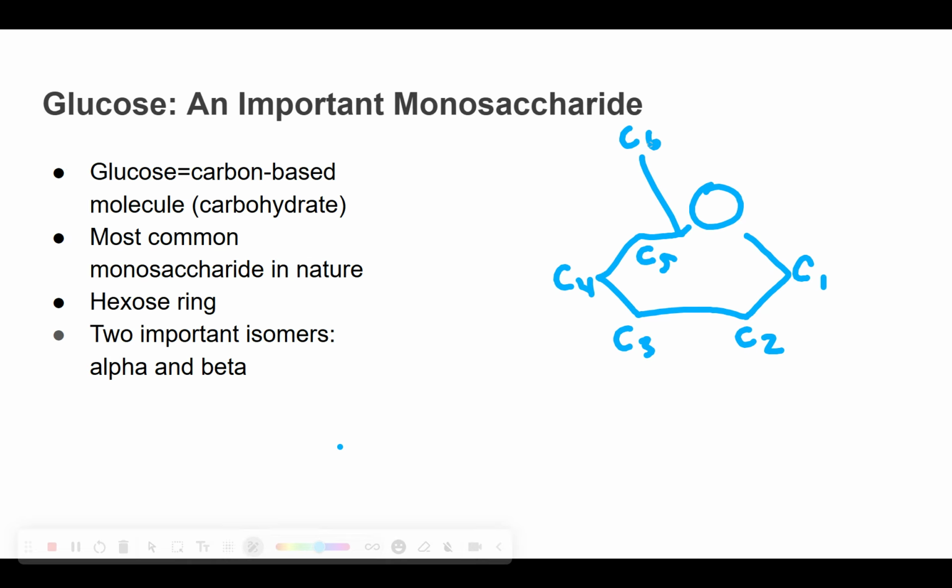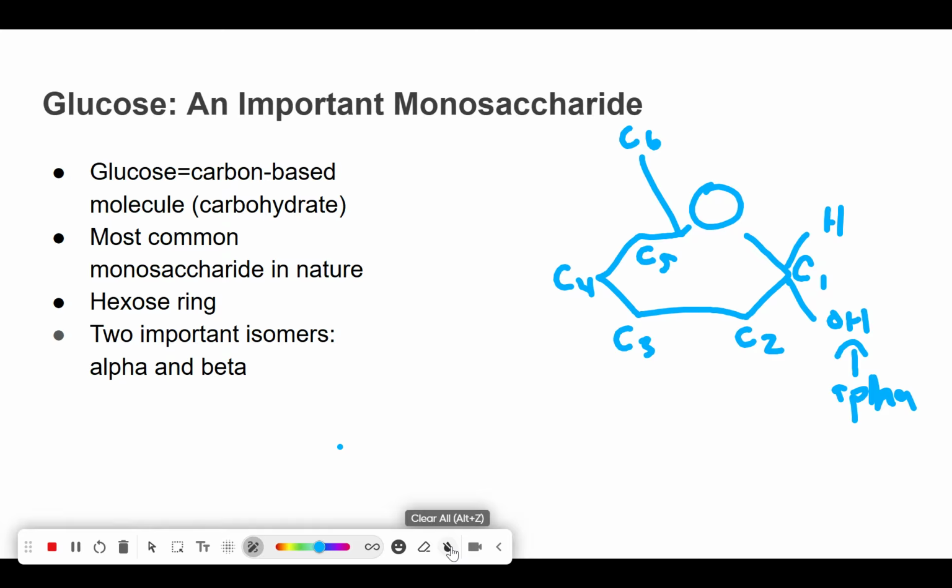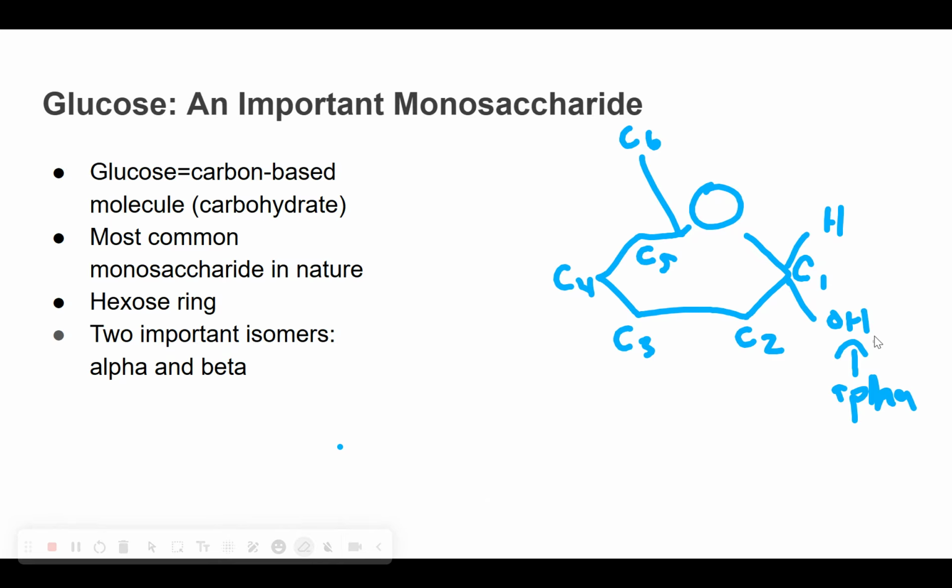I'm just going to do it because I can't not do it. If it is alpha glucose, the hydroxyl group is down here. So this is alpha, and that means there's a loose hydrogen up here. This is at the first carbon position. If it is beta glucose, the hydroxyl group and the lone hydrogen switch places.